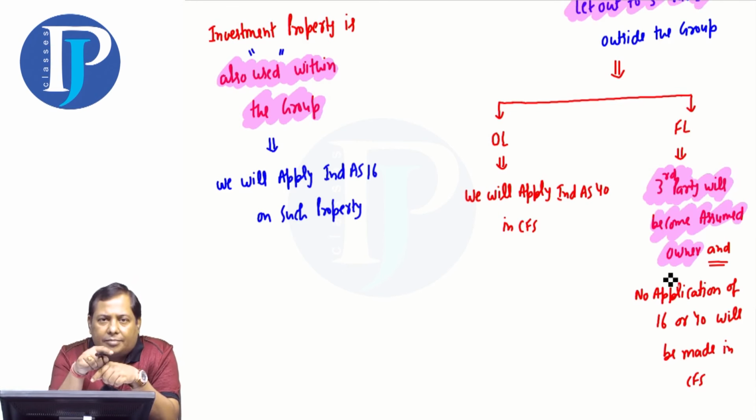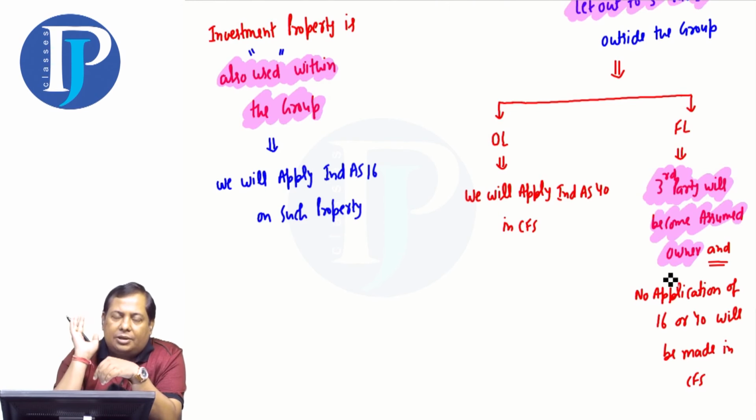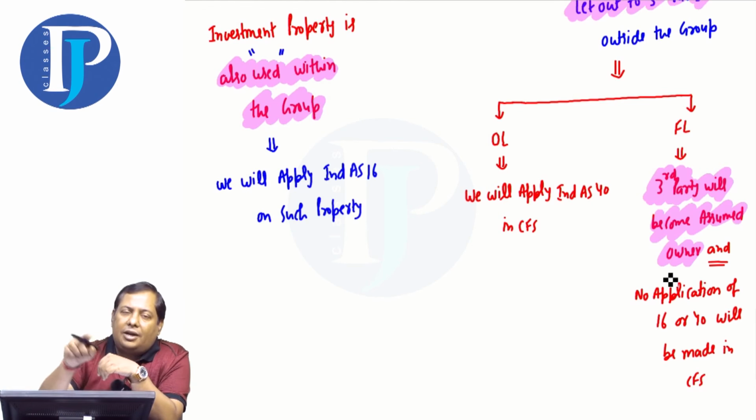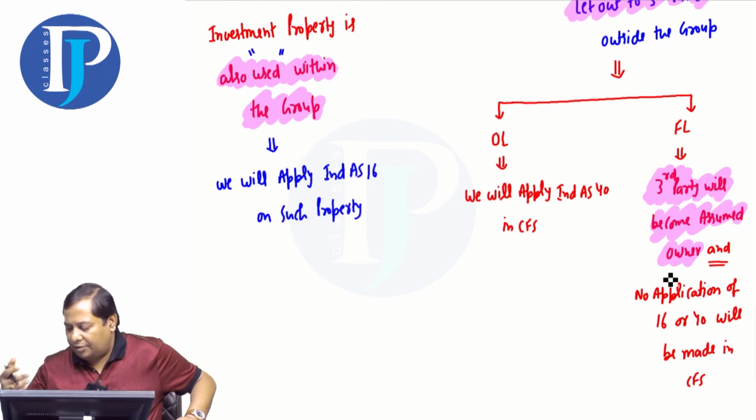If lease is within group and usage is also within group, then apply 16. The lease is within the group, but on operating lease it's given to a third party: apply 40. Lease is within the group, but if you've leased it to a third party on a finance lease, then it can't be settled in CFS.